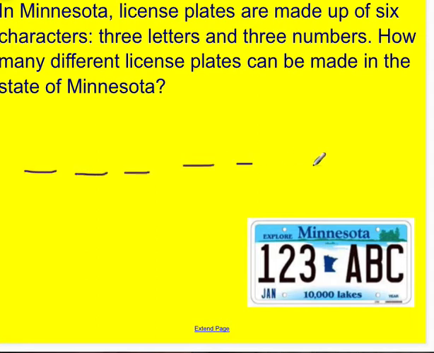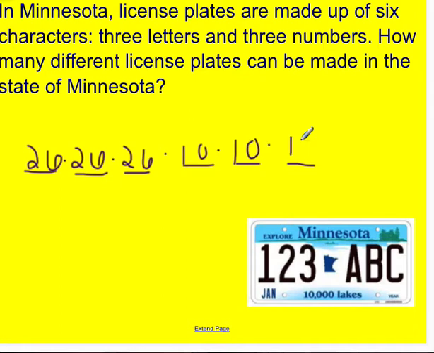So first thing I need to ask myself is how many letters are in the alphabet? And there are 26. So I have 26 times 26 times 26. And then how many numbers are there? Well, there's 0, 1, 2, 3, 4, 5, 6, 7, 8, 9. So there's actually 10 digits that we can use. And we can repeat numbers. That's why it's not going down. Your letters could be AAA or BBB, and 643 and then 644. So we can repeat numbers and letters.